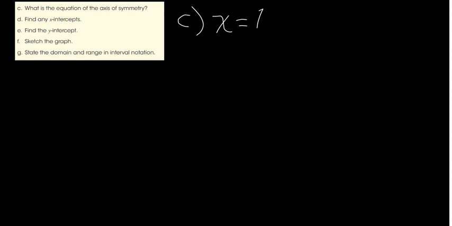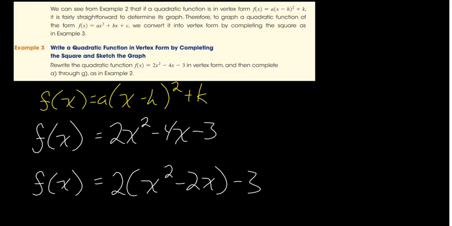D, find the x-intercepts, and E, find the y-intercepts. Let's see, can we do this easier? We could do it in one of 2 ways. Early on, when we found the x-intercepts of a function like this, all we did was set 0 equal to 2x squared minus 4x minus 3. We did the quadratic equation on that, and then we were done. We moved on, and that was the x-intercepts.